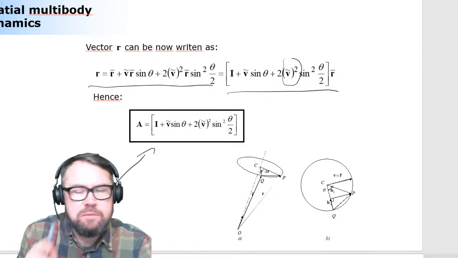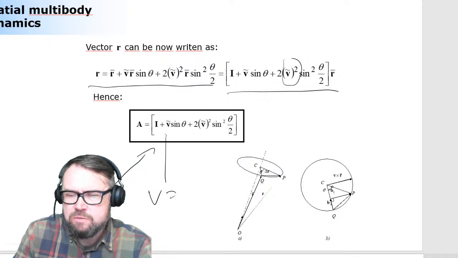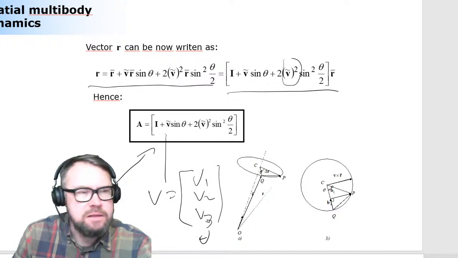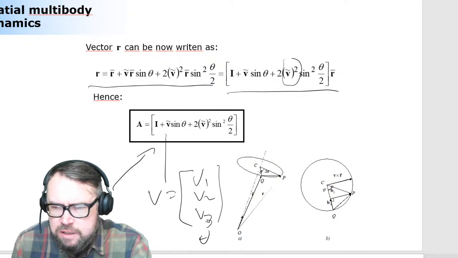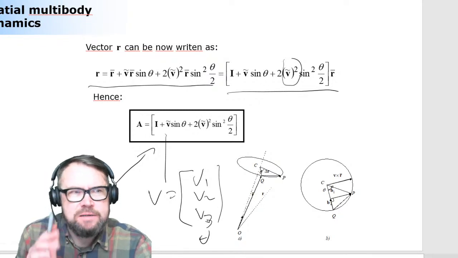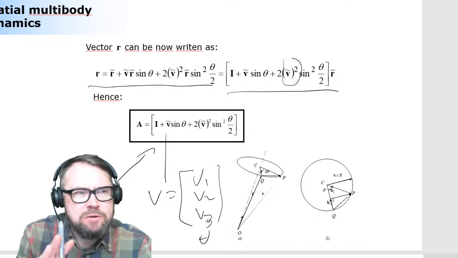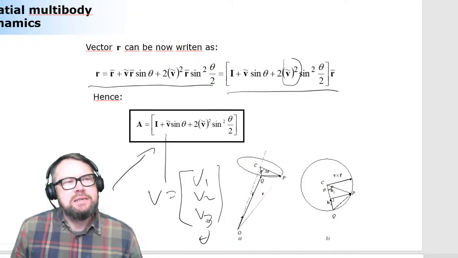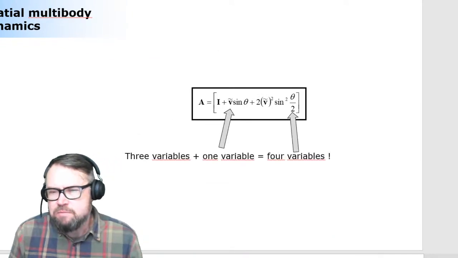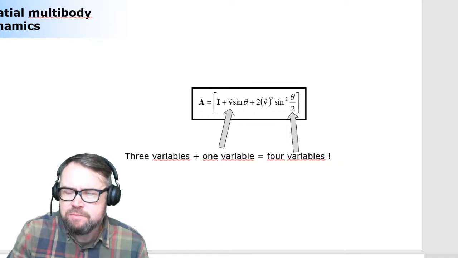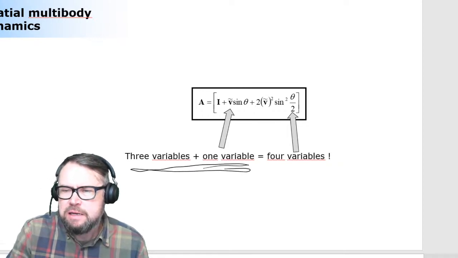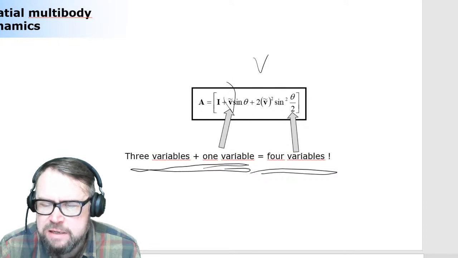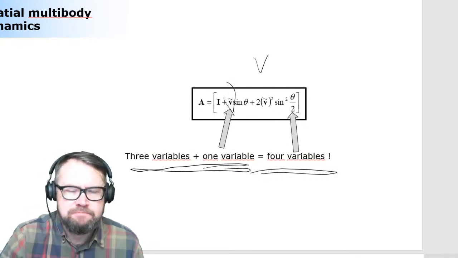Okay, and again, look at the components that I have. V consists of three components, V1, V2, V3, and angle theta. Those are my four parameters, and that's about it. Okay, wake up, because I'm about to ask this in-class quiz, which simply is saying, where is the thing that combines or relates these four parameters together? So here it is. Three variables in V, one variable in theta, four variables in total. The constraint is the fact that this V here is unit in length.